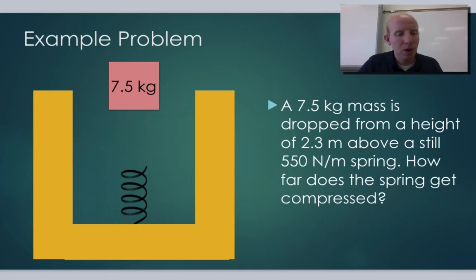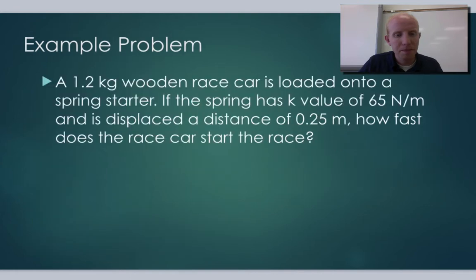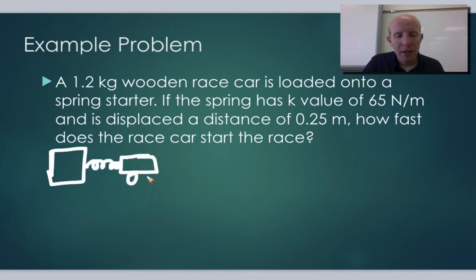Okay, let's do one more just to make sure we got this down. Okay, a 1.2 kilogram wooden race car is loaded onto a spring starter. The spring has a K value of 65 newtons per meter and is displaced a distance of 0.25 meters. How fast does the race car start the race? Okay, so we have a wall, a spring coming off of it, our little car gets connected, and it gets pushed back, right? And it's going to go launching in this direction.